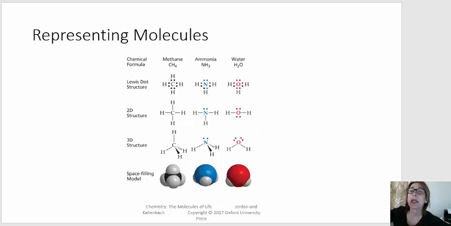And just a summary of how we represent molecules. Chemists use different ways to represent molecules depending on the context, and you've got to be familiar with all of those. Sometimes the chemical formula is sufficient. To get to a 2D structure, we need a Lewis dot structure, and then sometimes the 3D structure is more effective, and the space filling model gives us the most detail of all.